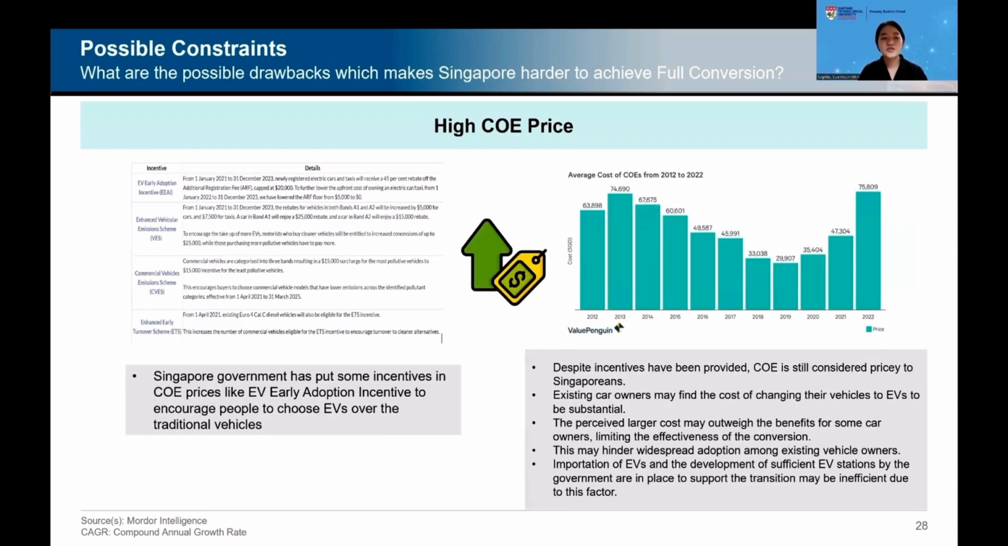However, some constraints that we see cannot be neglected. Firstly is the high COE prices. The government has launched initiatives to lower the COE prices for EVs, but overall COE is still pricey, and the existing car owners may refuse to change as they find the cost of changing outweighs the benefits they will get after changing to EVs. This limits the effectiveness of the government's actions in rolling out more EVs and stations. Government may need to do more for an effective plan of full conversion.